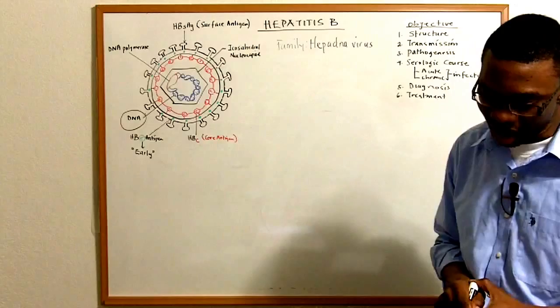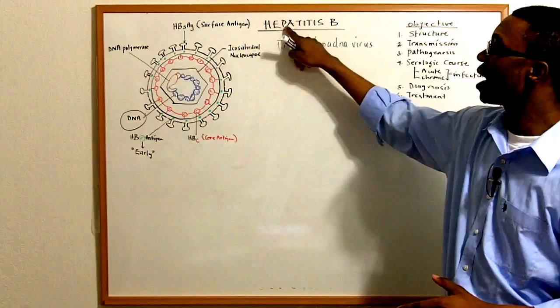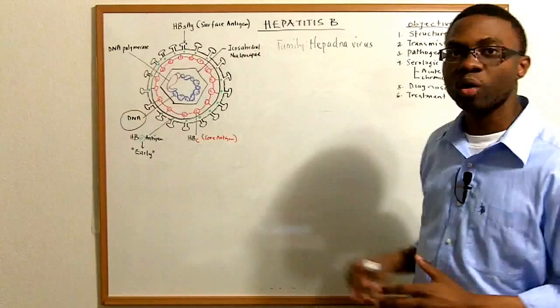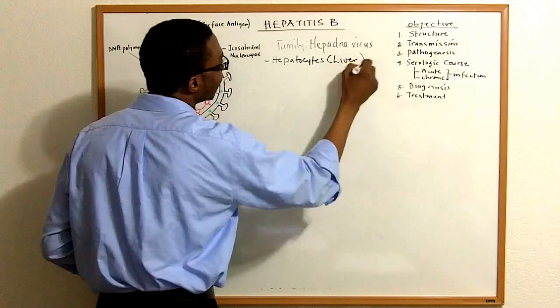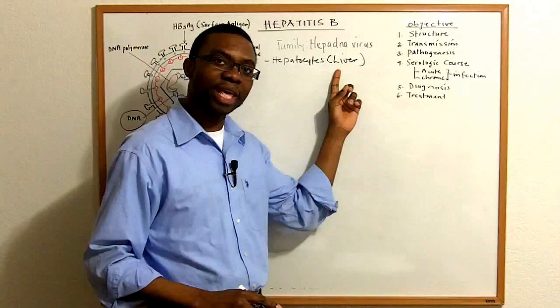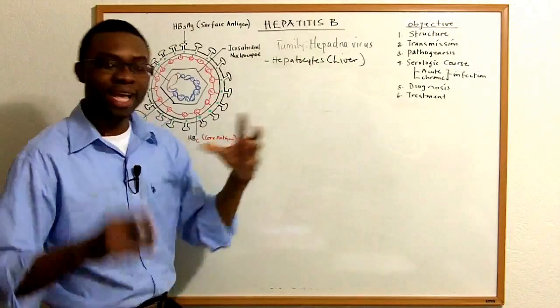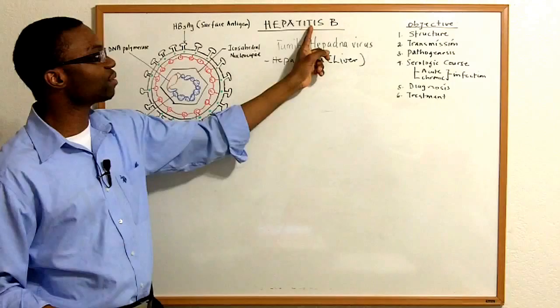So okay, you can see HEP for hepatitis. Now let's look at the word hepatitis itself. Hepa means what? Hepat from the word hepatocyte. Hepatocytes. So which part of the body do you think hepatitis B loves to attack? You bet you it's the liver. That's where the word came from. Hepatitis. But itis is what? Inflammation. So it's a type B virus that causes inflammation of the liver.